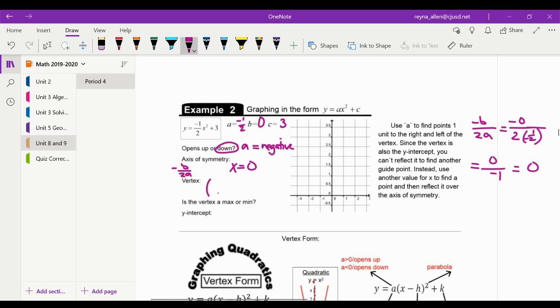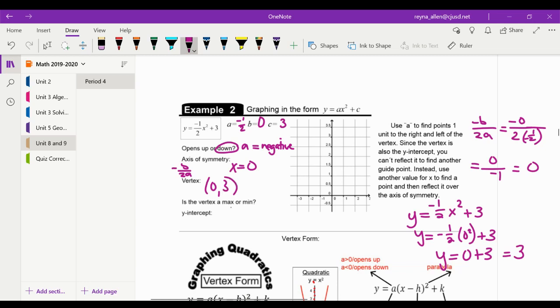My vertex is my h and my k. Oh wait, this one you don't have your h and your k. That's in vertex form. So I'll show you how you get your vertex. My vertex has a 0 for the x, and then we substitute it into the rest of the equation. And 0 squared is just 0. And then 0 plus 3 just equals 3. This ends up being our y-intercept as well. Sometimes that happens, not always, not frequent.